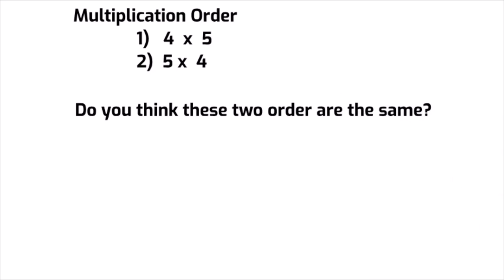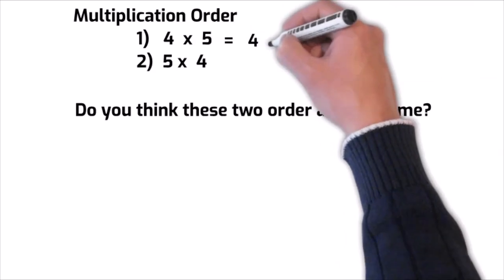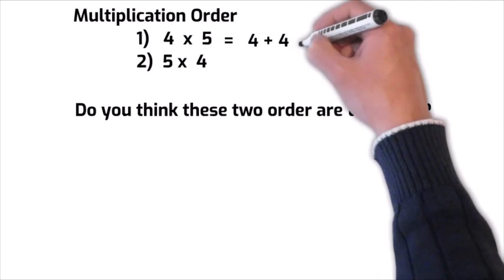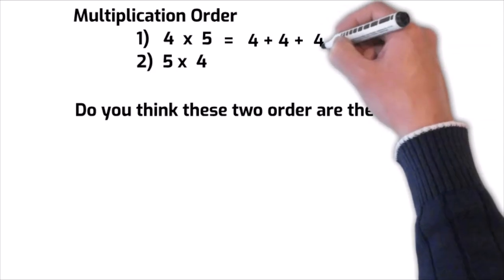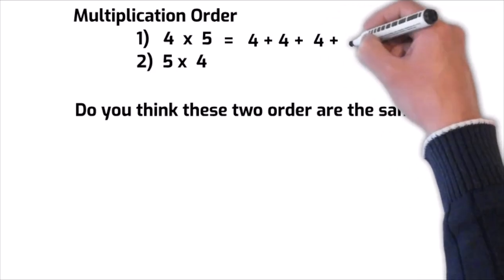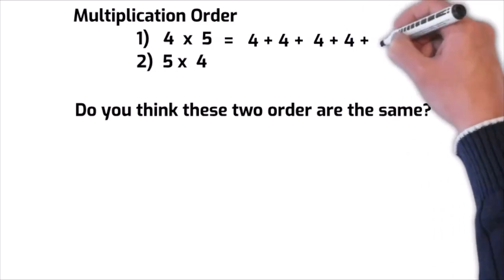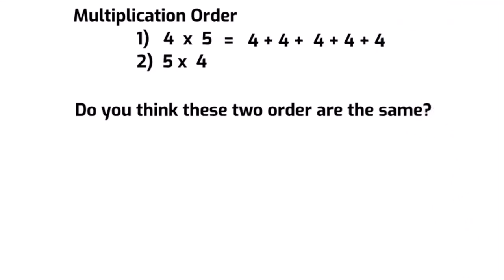4 times 5 means count 4 into 5 places. So let's count 4 into 5 places. 4 plus 4 plus 4 plus 4 plus 4. This is 4 into 5 places.